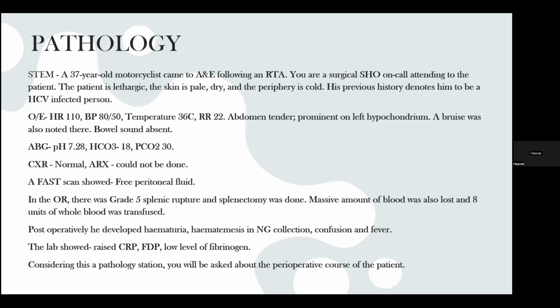So here you can use hypotensive technique and cell salvage, but you can't use the cell salvage technique because the patient is already hepatitis C infected. So you can't have that. Another thing you can mention is good hemostasis and reducing the time of surgery.